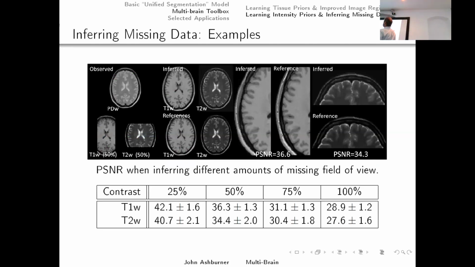So yeah, it was tested. Michael tested it with some data where bits were chopped out. So we fit the model to proton density weighted, T1 weighted with bits chopped off the sides of the brain, and bits chopped off the front and back in the T2 weighted. And then we just use the model to infer the missing data.